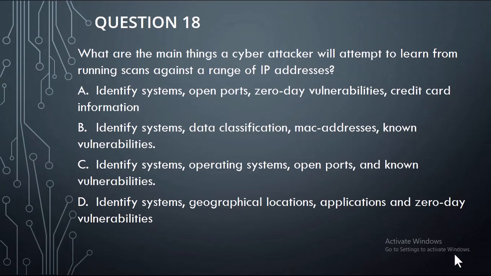Question 18. What are the main things a cyber attacker will attempt to learn from running scans against a range of IP addresses? A. Identify systems, open ports, zero-day vulnerabilities, credit card information. B. Identify systems, data classification, MAC addresses, known vulnerabilities. C. Identify systems, operating systems, open ports, and known vulnerabilities. D. Identify systems, geographical locations, applications, and zero-day vulnerabilities. The answer here is option C.